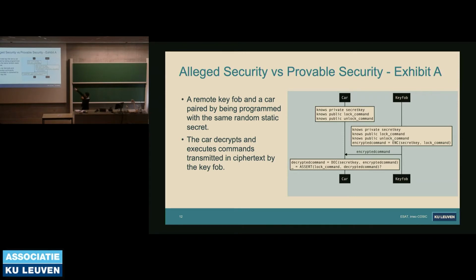Both parties know the secret key, they know the lock command and the unlock command, and then the key fob, which is what the user uses, encrypts the lock command with the secret key, sends the encrypted command, and then the car checks if it can decrypt the command and if it's equal to the lock command or unlock command, and executes it if it's true. So does anyone have a clue what could go wrong here?